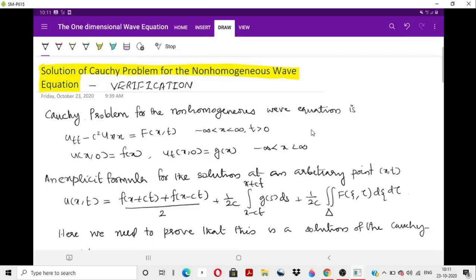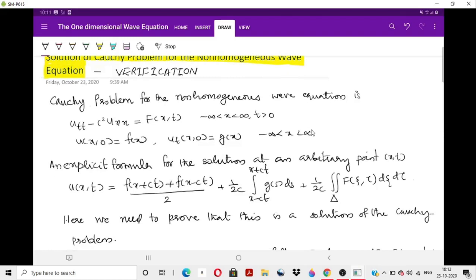Welcome all. In the last lecture, we derived an explicit formula for the Cauchy problem of the non-homogeneous wave equation. Now it remains to verify whether this explicit formula given by u(x,t) equal to [f(x+ct) + f(x-ct)]/2 + 1/(2c) integral from x-ct to x+ct of g(s) ds + 1/(2c) double integral over the characteristic triangle Δ of f(θ,τ) dθ dτ is the solution of the corresponding Cauchy problem for the non-homogeneous wave equation.